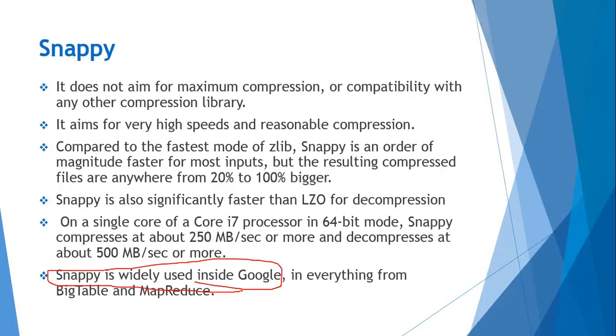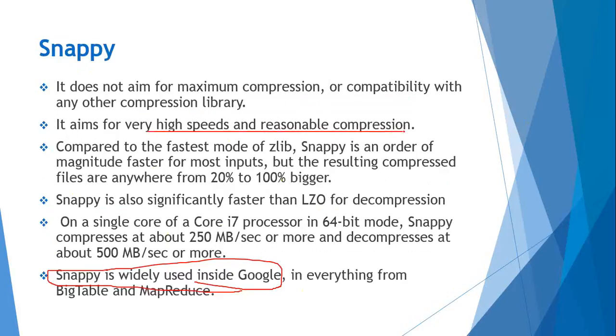So basically it's from Bigdata, which is from Google. It does not aim for maximum compression, but it's aimed for fastness. As you can see, most of the Google things are highly CPU intensive. They target faster processing rather than anything else. This is again based on the same kind of framework. So it aims at high speeds and reasonable compression.